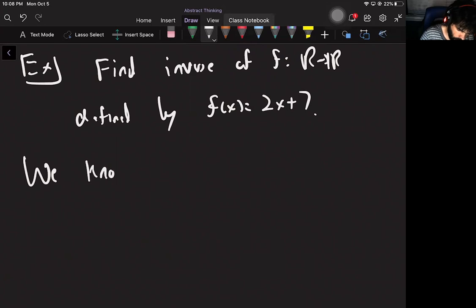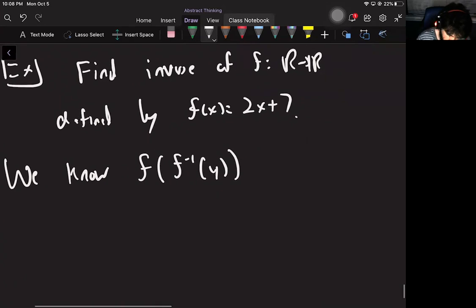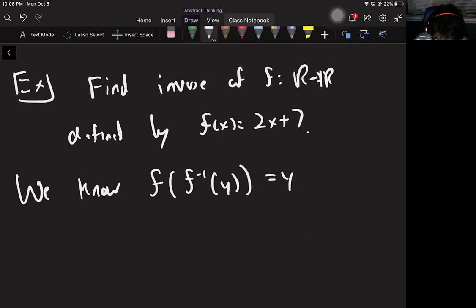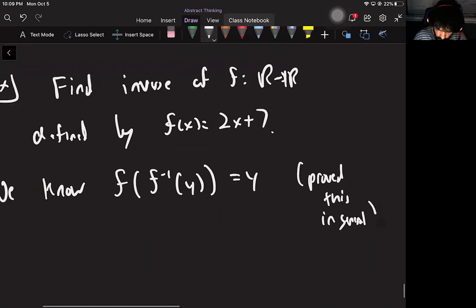So we know that the inverse has this property. If I plug in a y value to it, and then I do f of it, it should take me back to y. That's the definition, or that's one of the results we proved. But we proved it in general. So now we're just going to use it here.